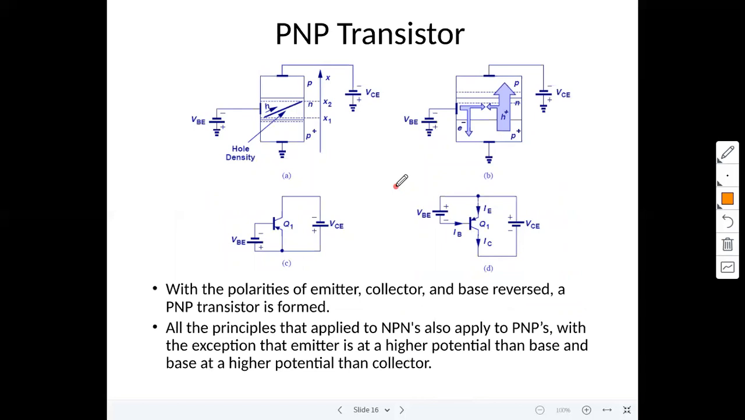The same as in the NPN transistor, in the base region also we have to draw the density of charge carriers. In a PNP transistor, in the base region, the density is the hole density. This concept is the same as the NPN transistor. In NPN it is the electron density, here in PNP it is the hole density, right? These are all the connections. The base-to-emitter junction is forward biased, and the base-to-collector junction is reverse biased.